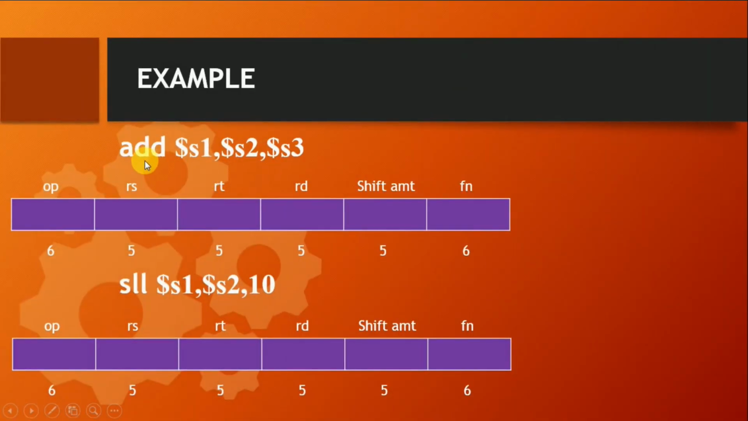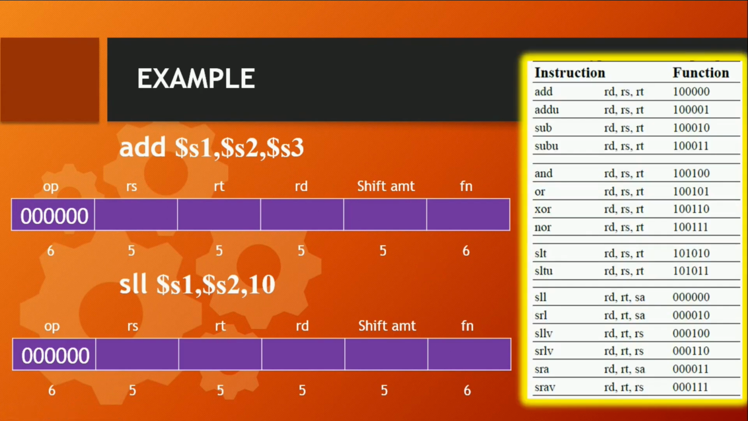So we are going to see an example for addition as well as one for SLL. As we have previously discussed, since both the instructions are R-type, the opcode for both the instructions will be zeros of 6-bit size. And in order to find the function of this add and SLL, we need to refer to the opcode sheet as well as the function sheet. While referring to the function sheet, for addition, the function value is 32.